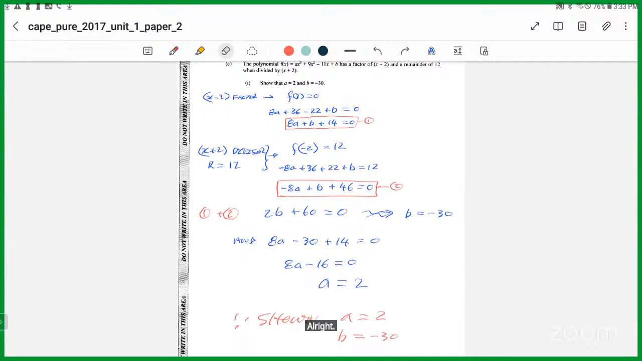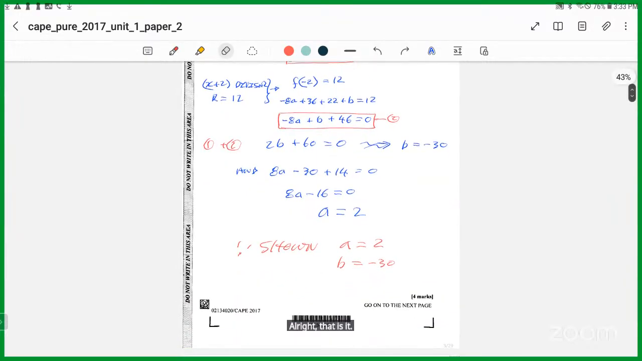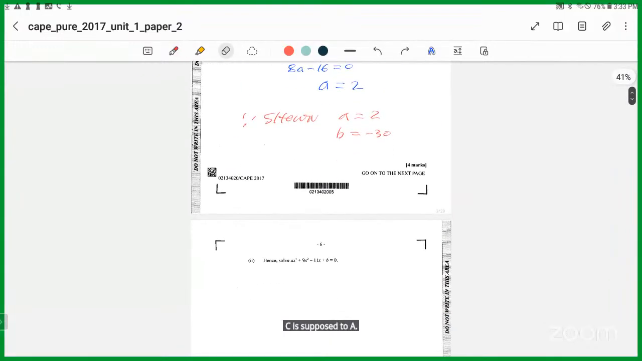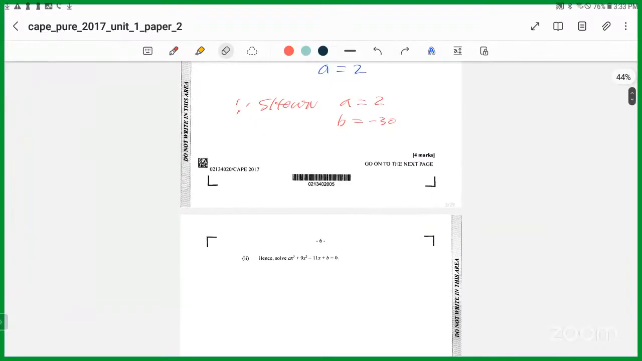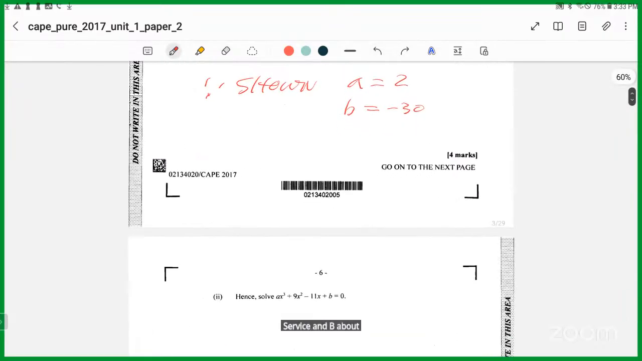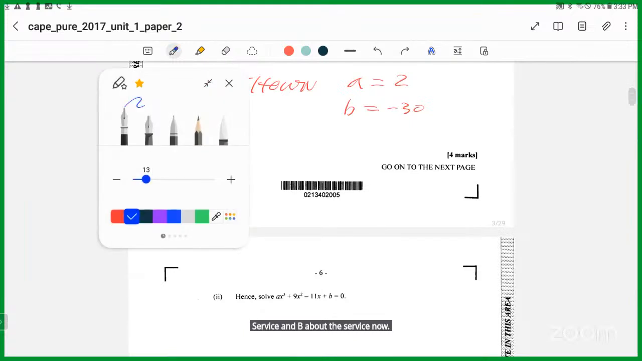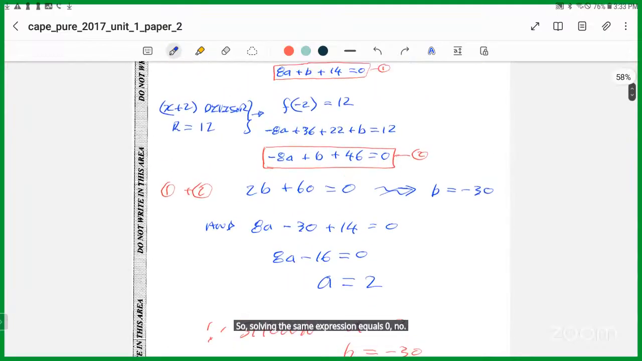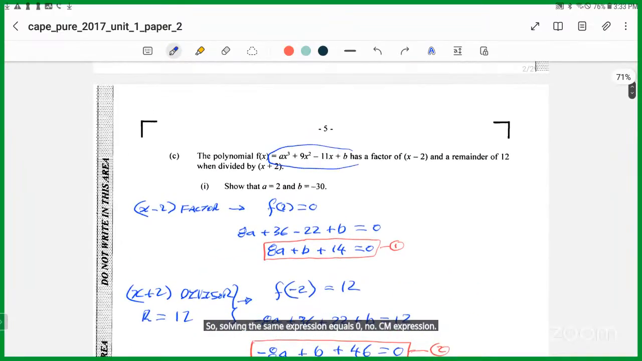Alright, that is it. So you're supposed to do that one. As homework 1c, you're supposed to do 2a. Oh, we're not finished yet. You want us to solve this, right? I know the a and the b. We have to solve this now. A equals 2 and the b equals negative 30. So solving the same expression equals 0 now.